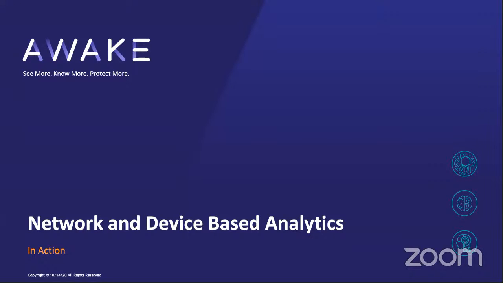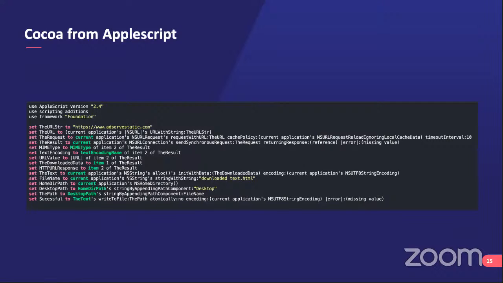So here is the fun part, the network and device-based analytics that allow us to actually find interesting things in interesting ways that we'd miss out on otherwise. First example, I saw some articles and examples of malware authors using AppleScript. And AppleScript is a weird language that you can use to automate OS X.